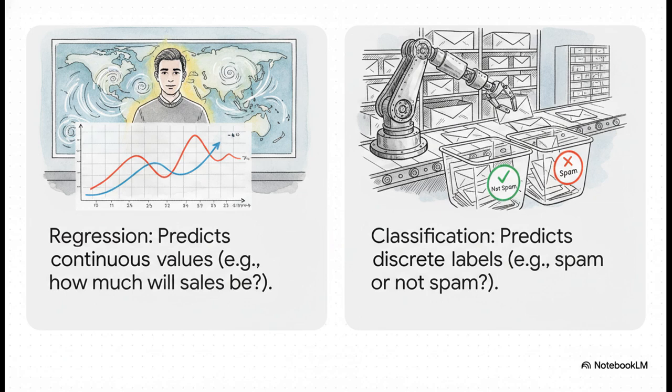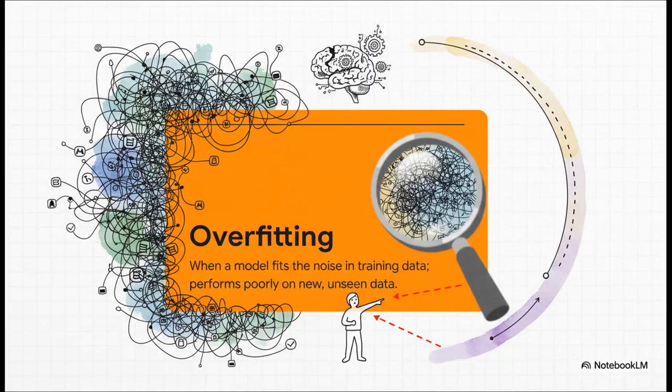There's regression, which is what you use when you want to predict a number, like forecasting next month's sales, and then there's classification, which is for predicting a category, like figuring out if an email is spam or not. But there is a massive pitfall here. A model can actually get too smart for its own good.